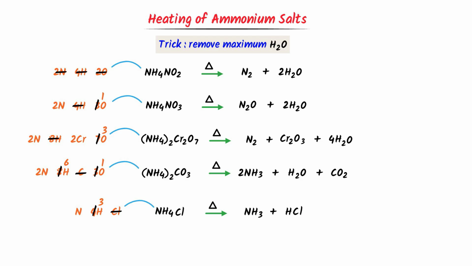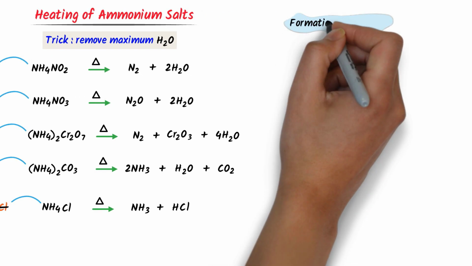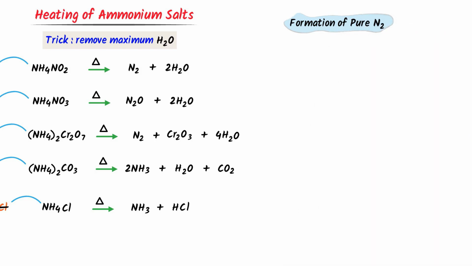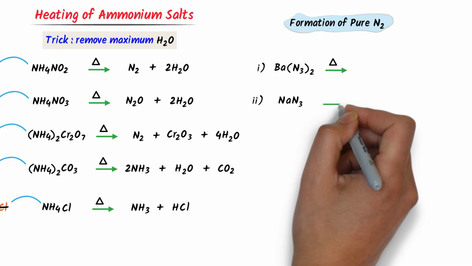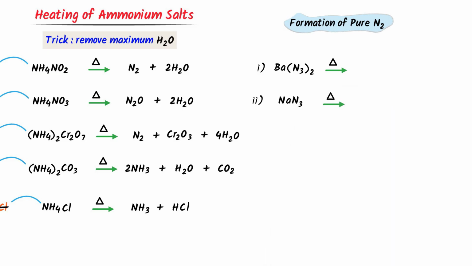Here you must learn 2 important reactions in which pure nitrogen gas is produced. The first one is barium azide and the second one is sodium azide. These 2 compounds are heated. What about their products? Well, it is super easy. We can see that in both the compounds there are N3 and N3. Thus in both the reactions 3 molecules of nitrogen gas are produced. Hence I write 3 nitrogen gas and 3 nitrogen gas.